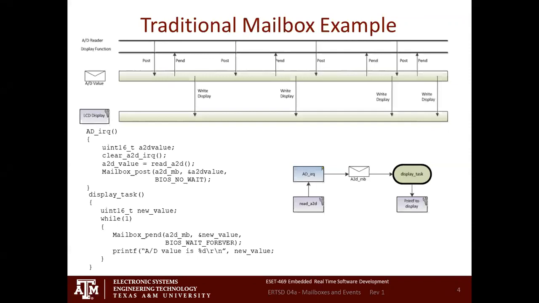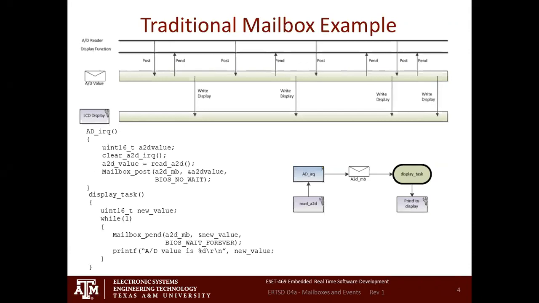Okay, so let's look at an example of how you might use a mailbox. As with all examples, it's kind of a lame example, but it's there to give you some idea of what's going on. So let's take a look at the overall structure of what I'm trying to do here. I've set up my A to D converter to periodically convert on an interrupt basis. So an A to D interrupt is going to occur on a regular basis, bang, bang, bang, bang, bang, bang. I've set it up so that it's continually converting.